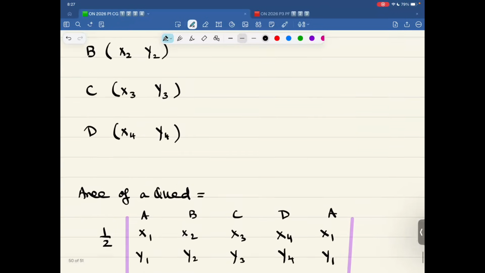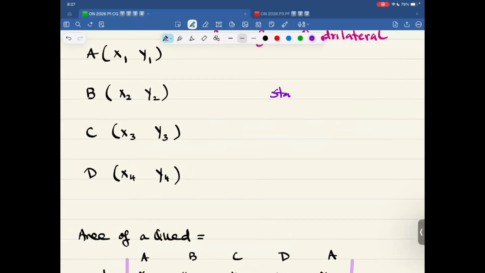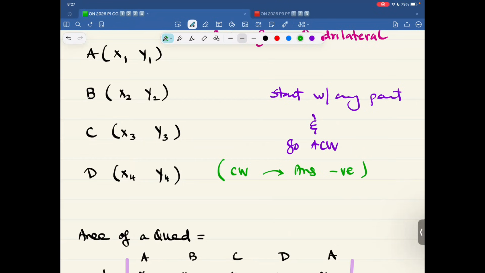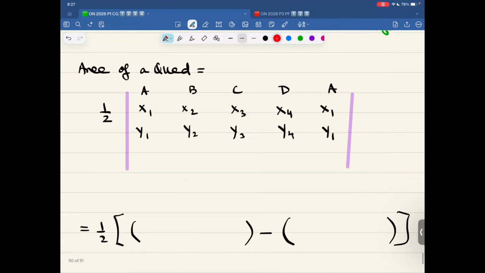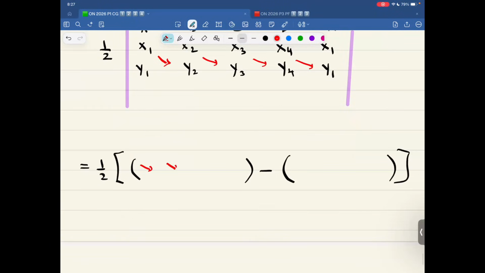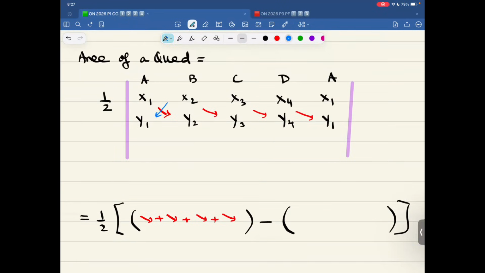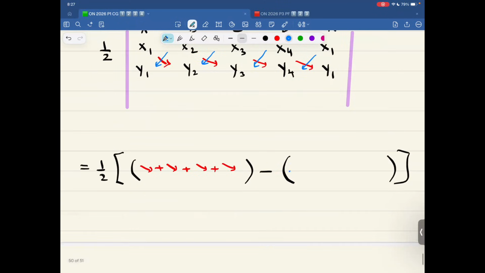You can start with any point and go anti-clockwise. What if you go clockwise? Clockwise, the answer will come out to be negative, not a big issue. Discard the negative sign. But of course, it has to be in an order. Now let's multiply it out like this, like this, like this, like this. So there would be 4 arrows like this with plus signs in between.